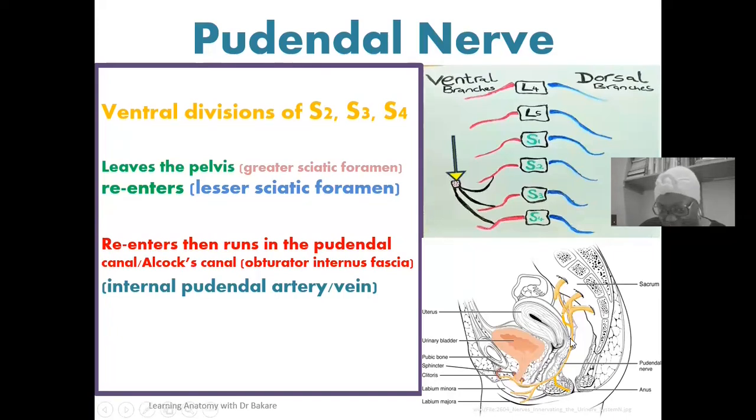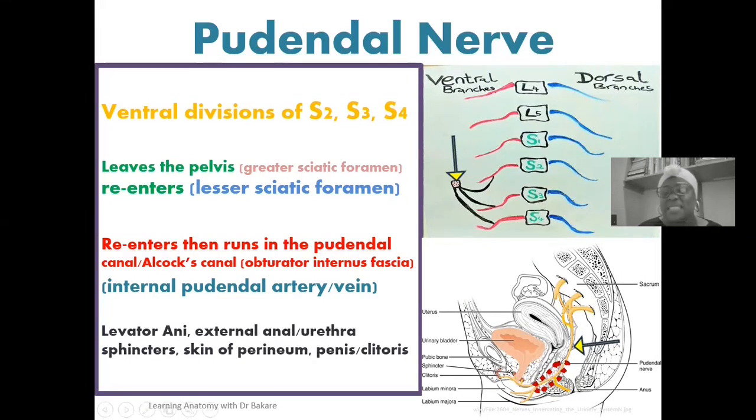So if you look at this region here, this is where we have the pudendal nerve, arrowed in yellow. Upon re-entering the pelvic cavity, you see it running within this canal that is highlighted here in dotted red. And this canal, we say, is formed by the fascia of the obturator internus. This is where you see it running along this canal. It does not run along this canal alone. It is seen to run along with the internal pudendal artery and also the internal pudendal vein. So you see a number of structures within the pudendal canal.